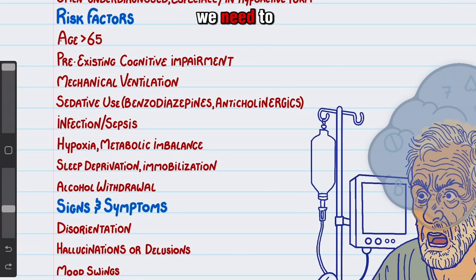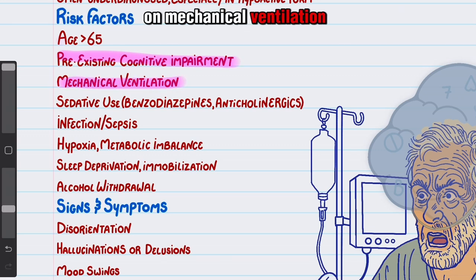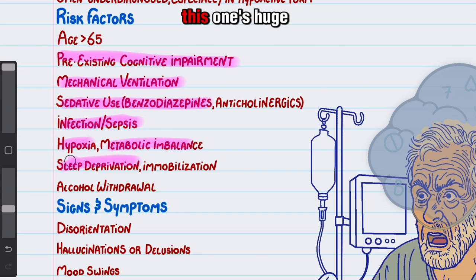Risk factors that we need to watch out for are anyone above the age of 65, a pre-existing cognitive impairment, somebody who is on mechanical ventilation, sedative use such as benzos, infection or sepsis present, hypoxia, metabolic imbalance, sleep deprivation, this one's huge, immobilization, and finally alcohol withdrawal.